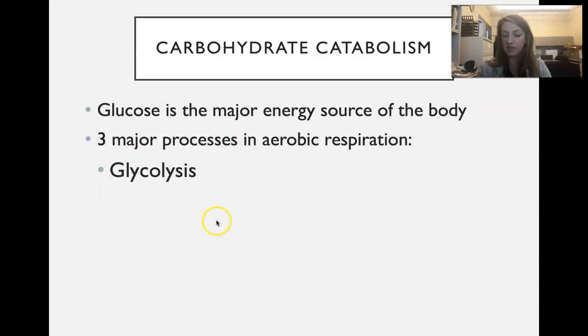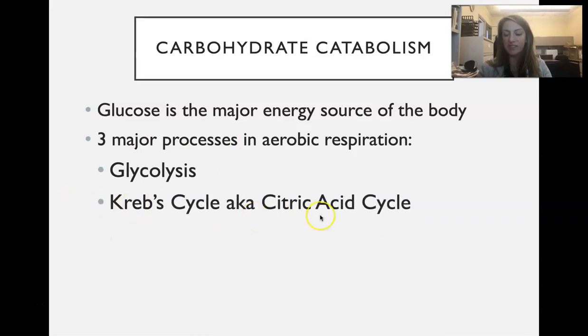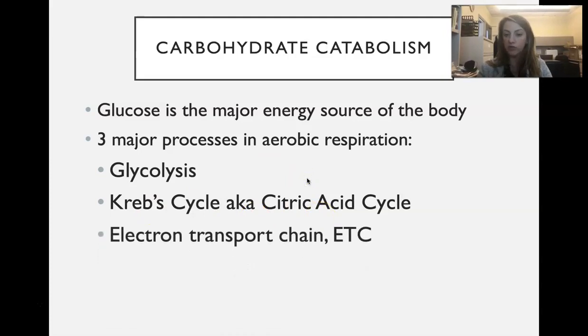So we have 3 processes we're going to talk about today in aerobic respiration. There's glycolysis, the Krebs cycle, or sometimes called the citric acid cycle, same thing, and the electron transport chain, which is abbreviated as ETC. So we'll talk about these 3 processes today that get us from glucose to ATP.